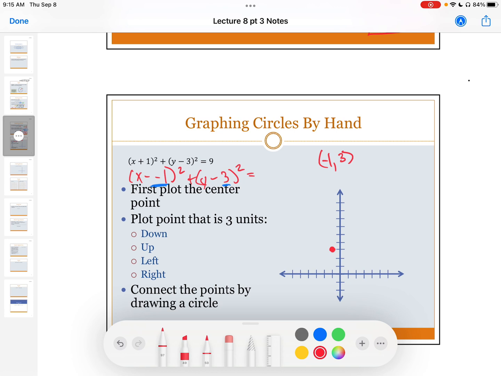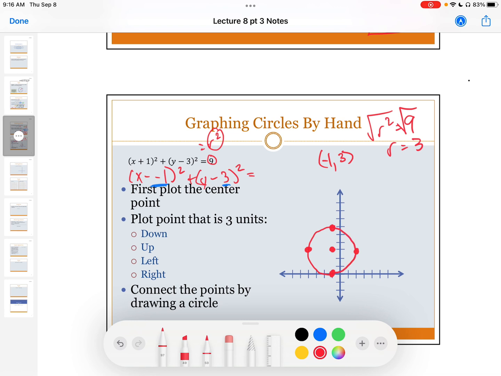Now, what is the radius of the circle? Well, remember, that equals r squared. So r squared and 9: if r squared equals 9, that means that your radius is 3. So I now need to plot 4 other points. I'm going to go down 3. I could also go up 3 for the radius. I can go to the right 3, and I can go to the left 3. Then we just simply need to connect all these points by drawing a circle.